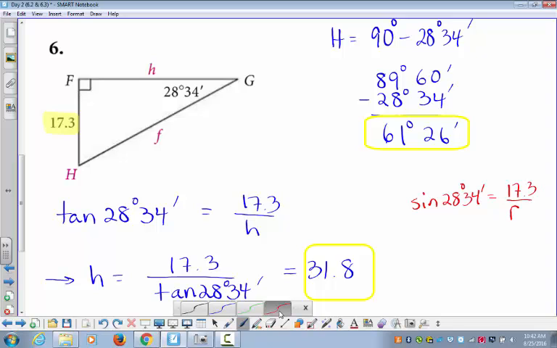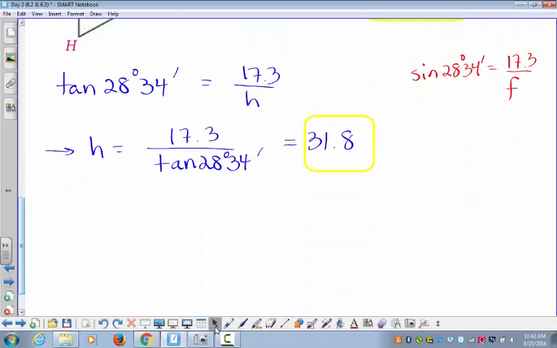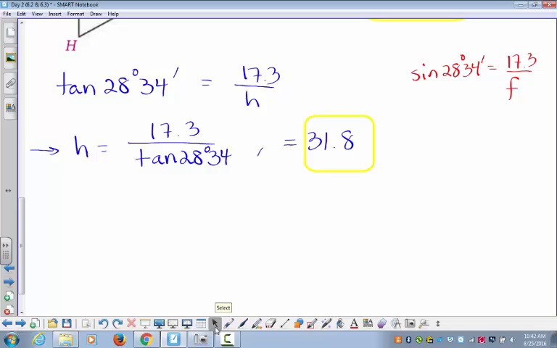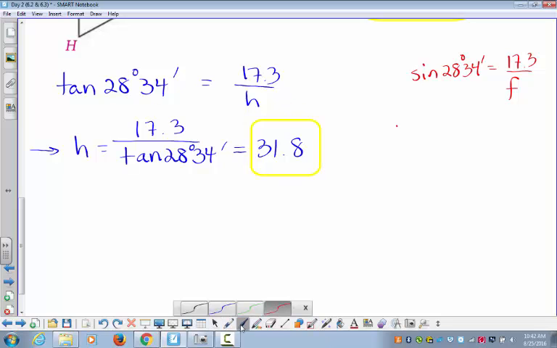17.3 divided by f. And then we have a very similar type of math that we have to do, very similar to what we did over here. We'll multiply both sides by f and divide both sides by the sine value over here, sine of 28°34'. And then we'll get f. We'll round it to the nearest tenth. Has anyone typed that in yet?